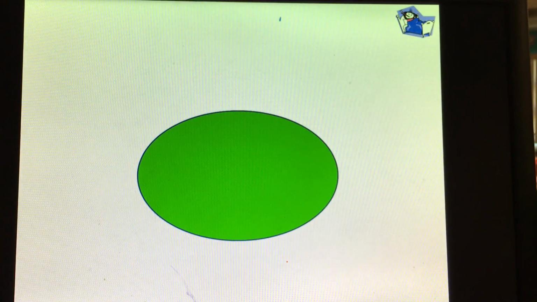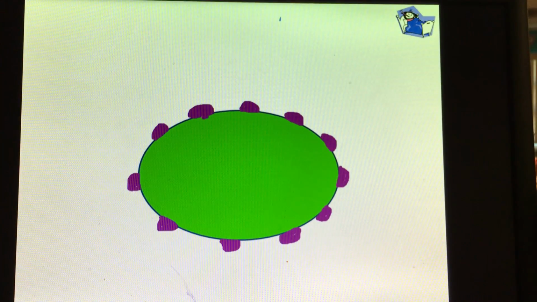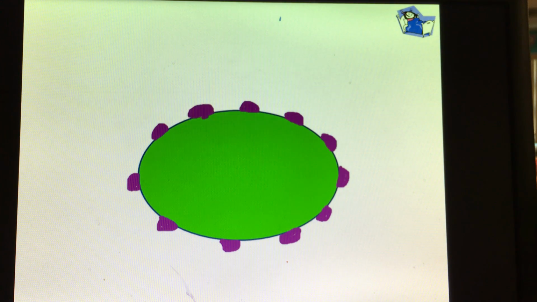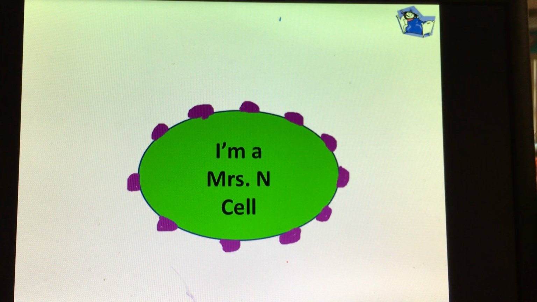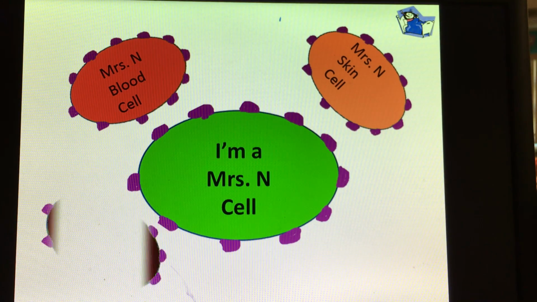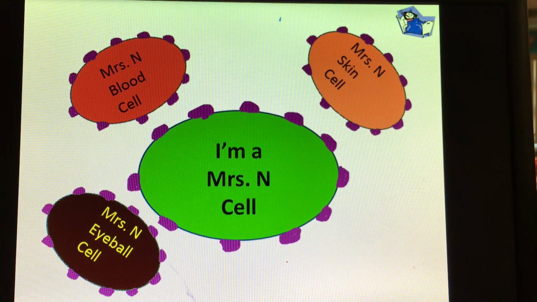Okay, so now here's the cell. And this cell has something on its surface. These purple things represent carbohydrate chains that will identify the type of cell. Now in this situation, these purple things are identifying the cell as belonging to me. It says, hi, I'm a Misty Mars cell. Now every single cell in my body has the exact same carbohydrate chains. This is important because now my immune system knows, wow, these cells belong here and it won't attack them.